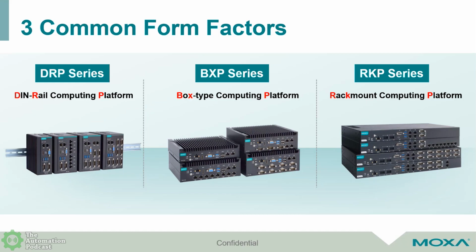If we do the math, we have these 3 form factors: the DIN rail, the box, and the rack mount. Then we have 5 CPU offerings: the Intel Atom processor, whether it's a dual core or a quad core, then the Celeron processor, then Intel Core i5 and Intel Core i7. And then, because of the connectivity, we have several Ethernet ports, serial ports, video ports, USB, digital input, and digital output capabilities available for this product line.